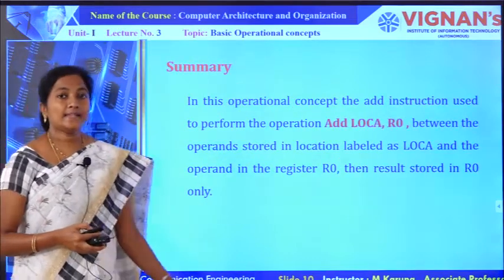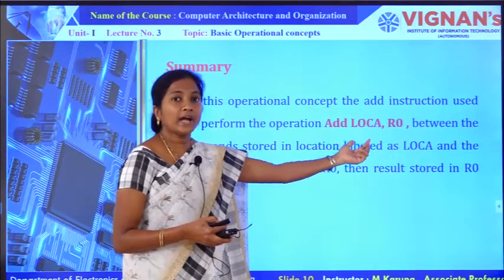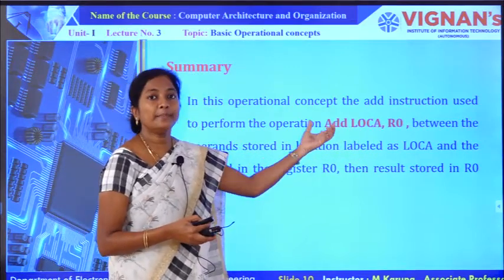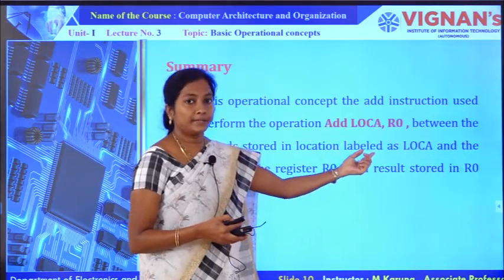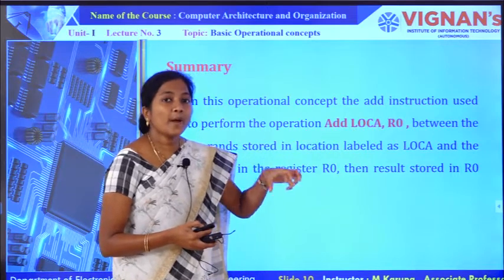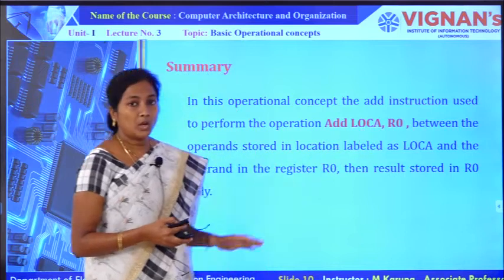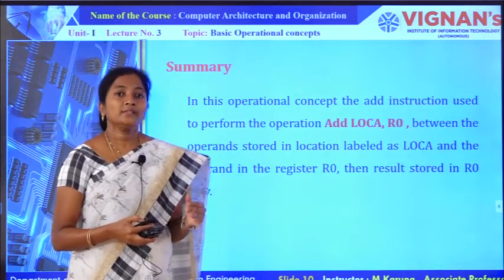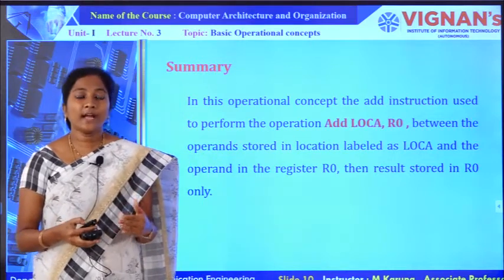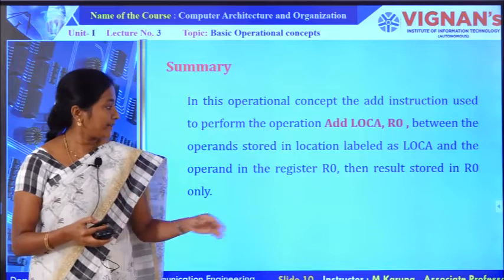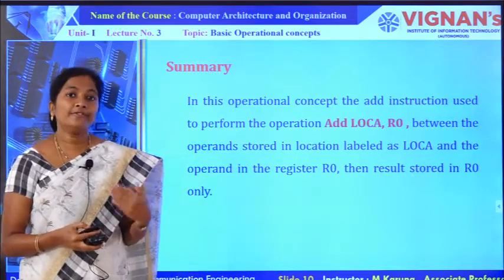Let us see the summary. We have discussed the example add LOCA comma R0. This instruction performs add operation between the data residing in R0 and the memory location. After performing the operation by the ALU, the result, or we can say output data, is automatically transferred to R0, and also can be transferred to memory for future reference.